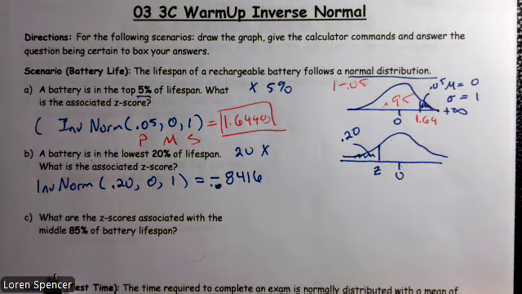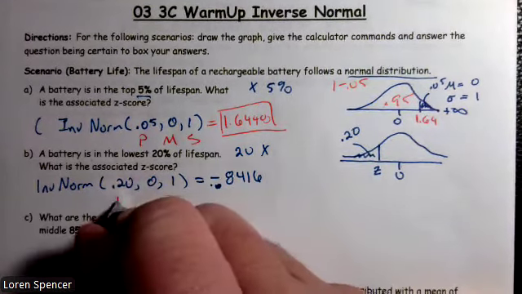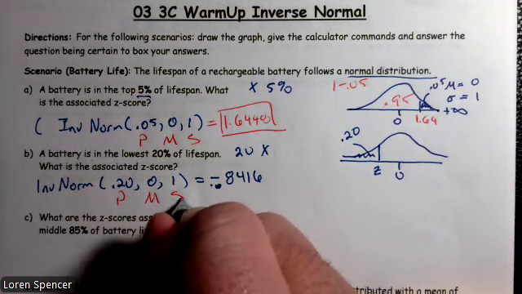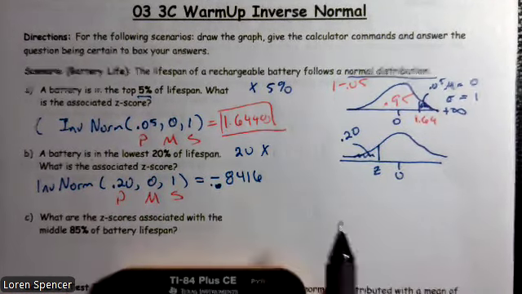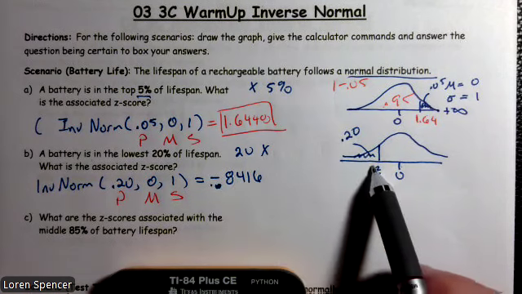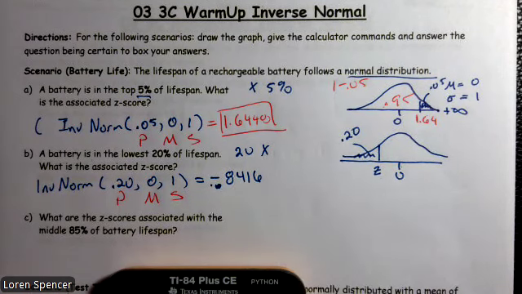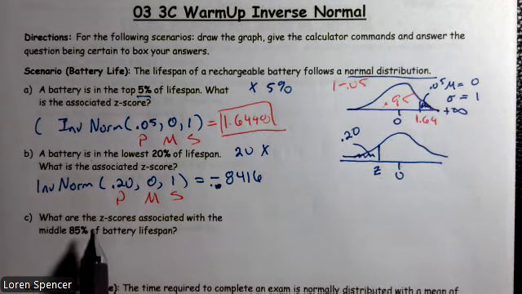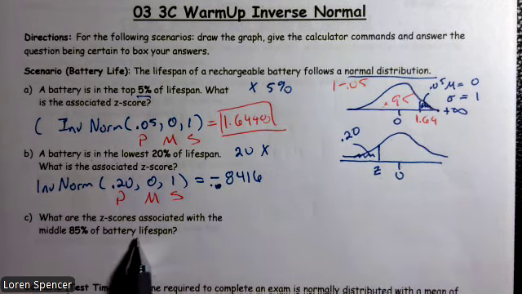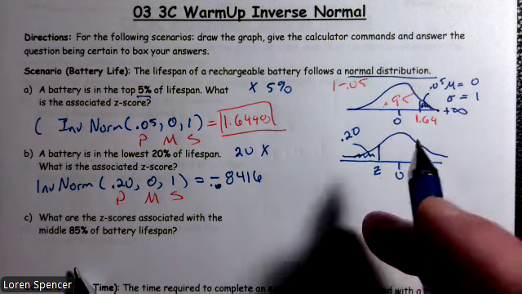0.8416. And once again, what we plugged into the calculator was our PMS. All right. Now, it makes sense that this will be negative because our z-score is below 0. So if it's less than 0, it should be negative. All right. What z-scores are associated with the middle 85%?